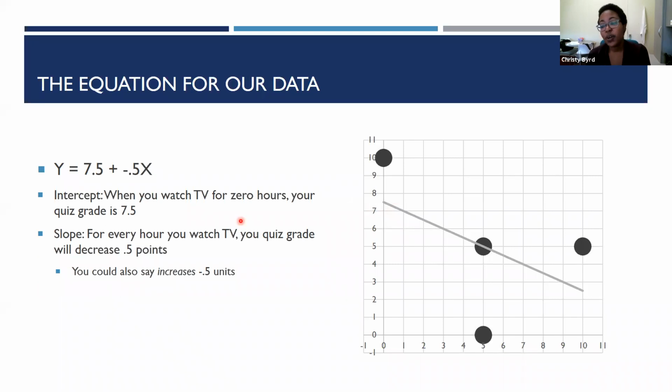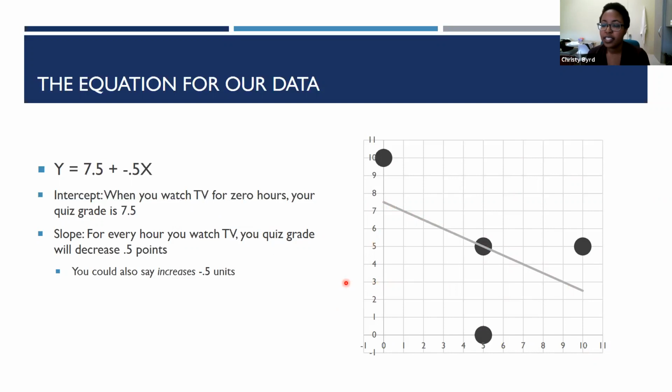All right, so here's the equation for the line for this set of data that we've been working with. Y equals 7.5 plus -0.5x. 7.5 is our intercept and -0.5 is our slope. Here's those interpretations I asked you about.